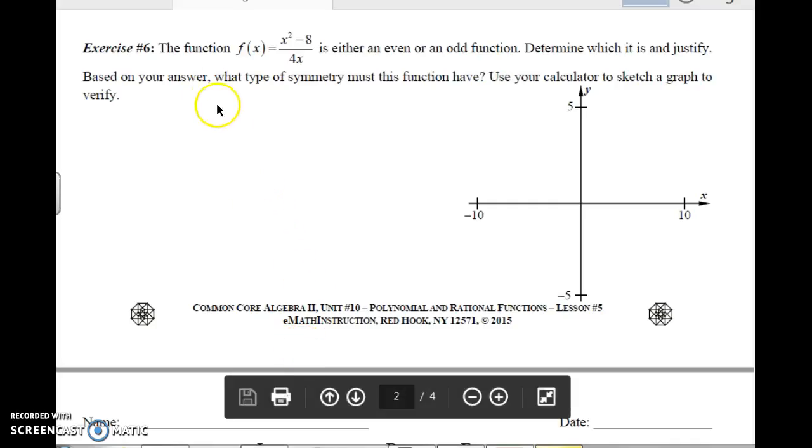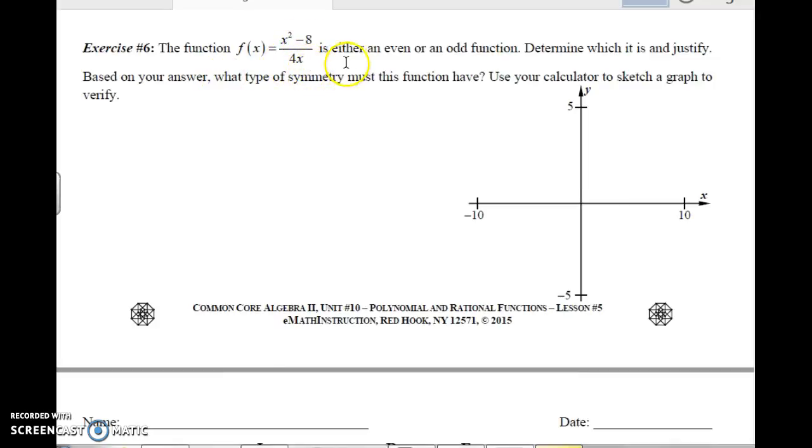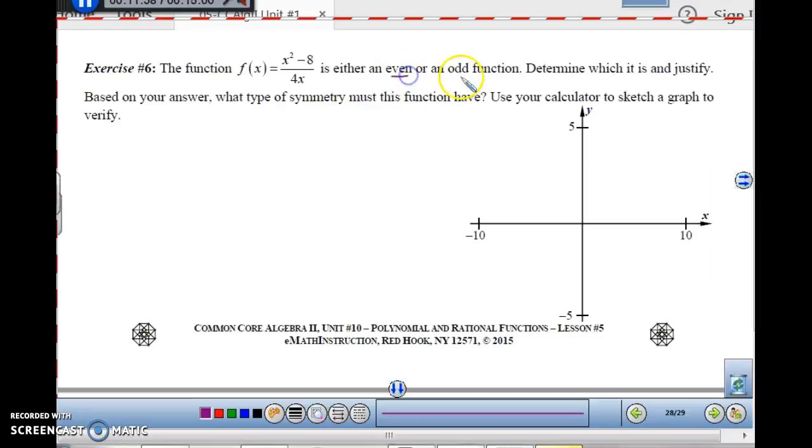All right, last exercise. The function f of x equals x squared minus 8 over 4x is either an even or an odd function. Determine which it is and justify. And based on your answer, what type of symmetry must this function have, and use your calculator to sketch a graph to verify. Okay, so it's either even or odd, so it has to do with the inputs that we're going to use. If we put in opposite inputs, we either get the same output or different outputs. So let's see what we get.